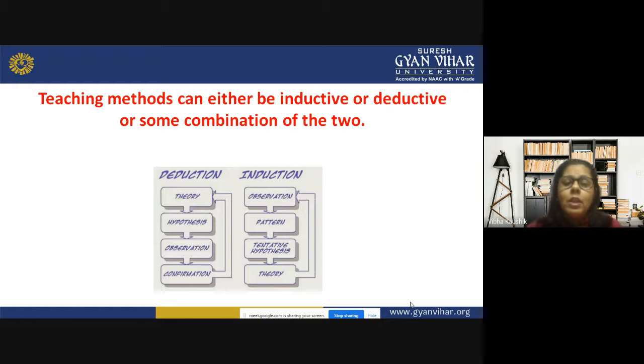In induction, first we will observe a concept. First we will observe the concept or a situation. Then a pattern has to be developed, that in this way these things are going on. Then we frame some tentative hypothesis related to the observed patterns, and in the end a theory will be developed.